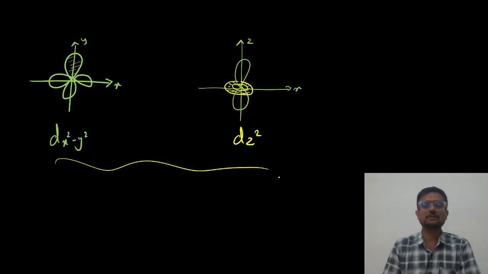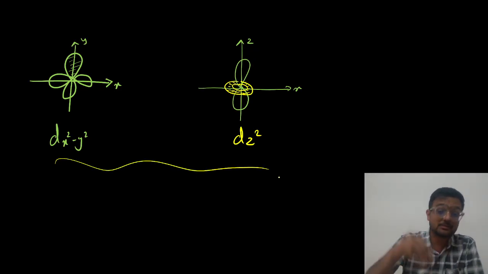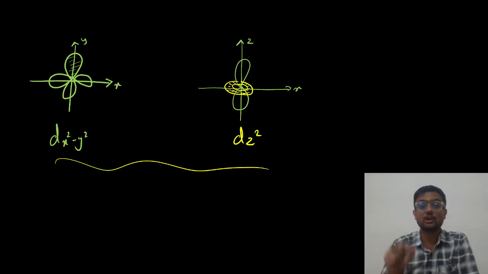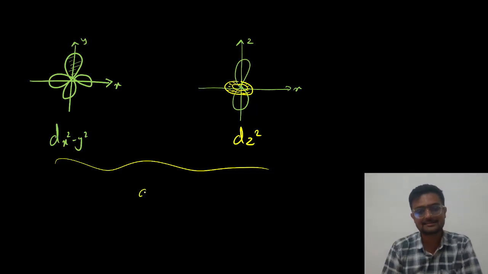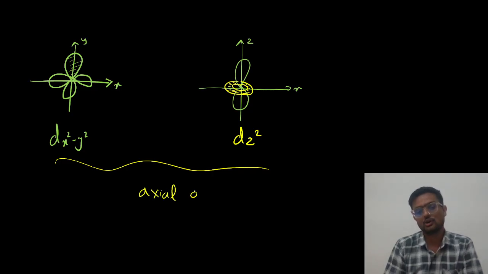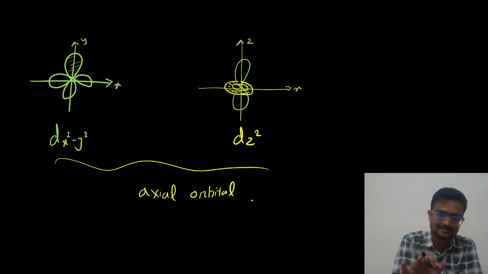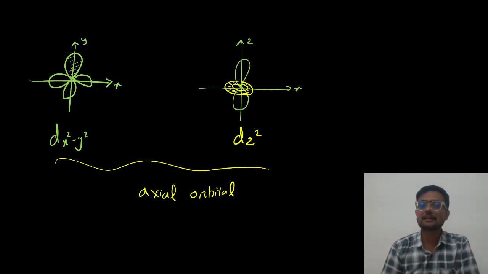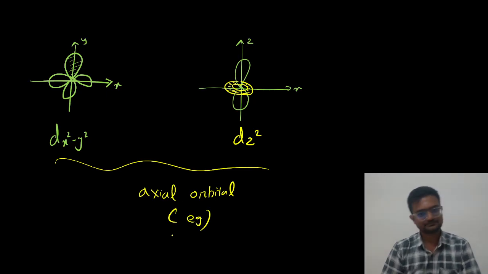So in these two orbitals, you can see the maximum electron density is along the axis. That's why these are called axial orbitals. These are known as axial orbitals because the electron densities are present along the axis, and this type of orbitals are also called eg orbitals. Correct? Okay. Now, see what will happen in this case.